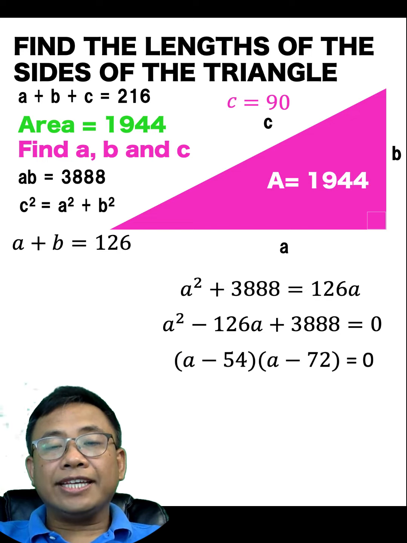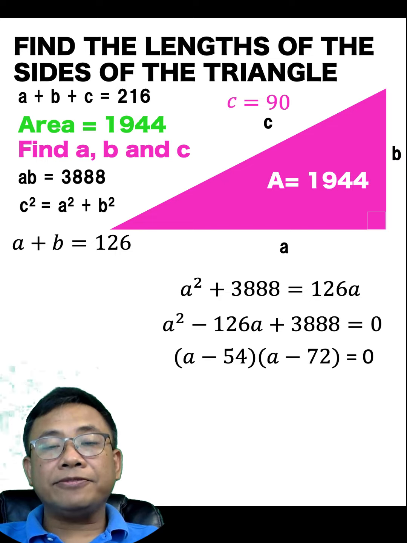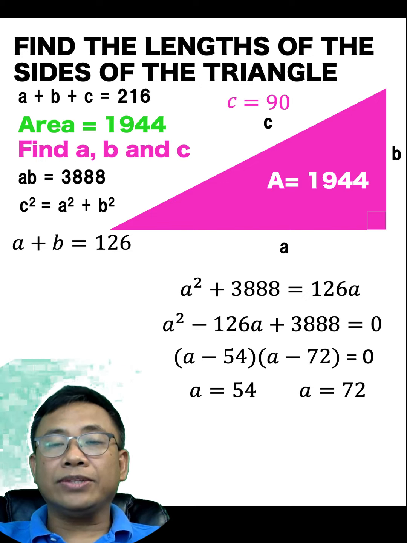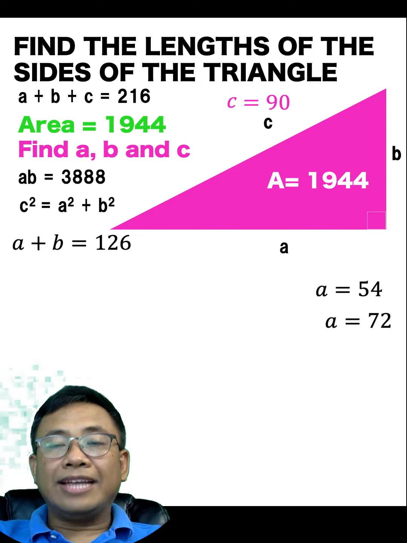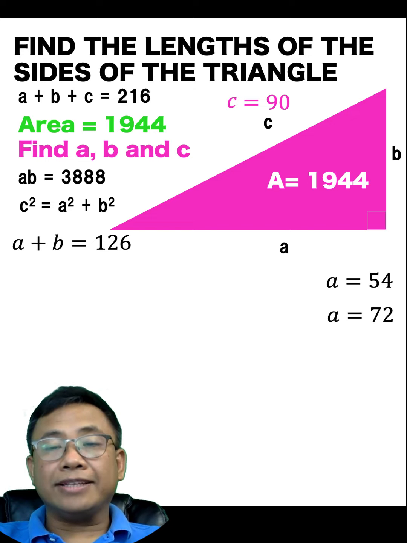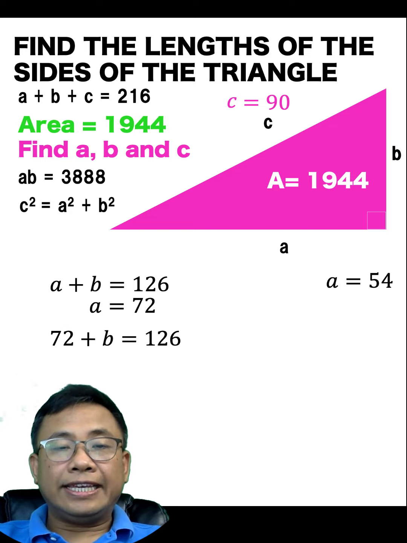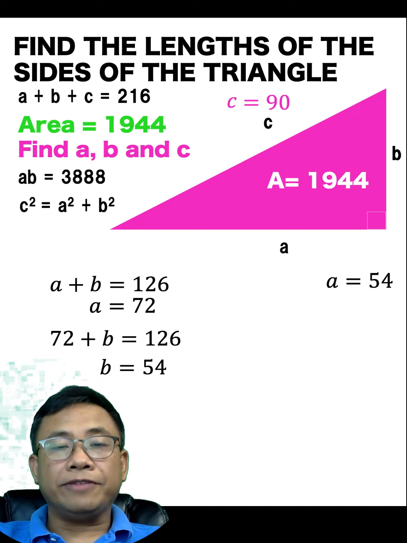Luckily, this equation is factorable as the quantity A minus 54 times the quantity A minus 72. And so A is equal to 54, or A is equal to 72. Now let's test which between these two values is the correct value for A. Substituting A into the equation A plus B equals 126, instead of this A we replace it with 72, so 72 plus B equals 126. B is equal to 54 when A is equal to 72.